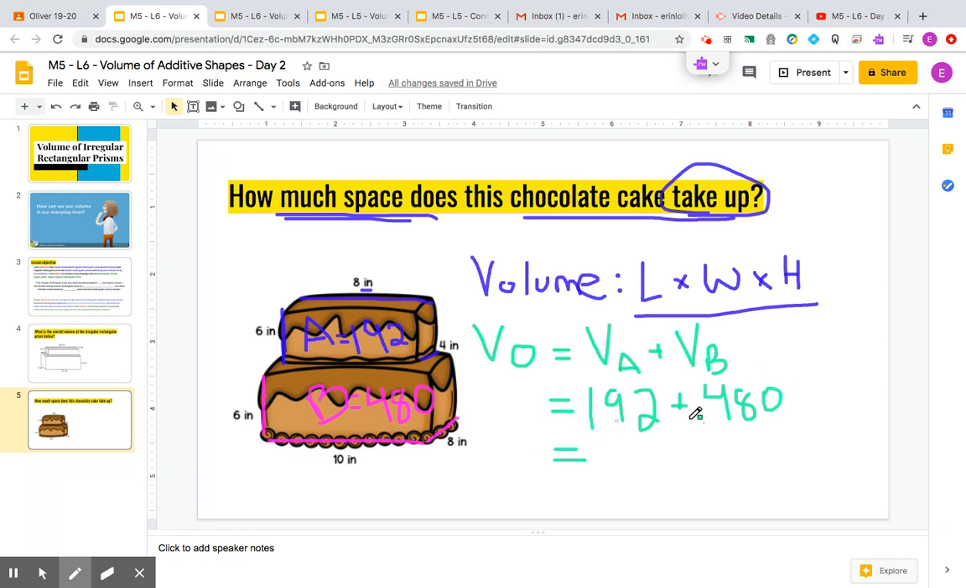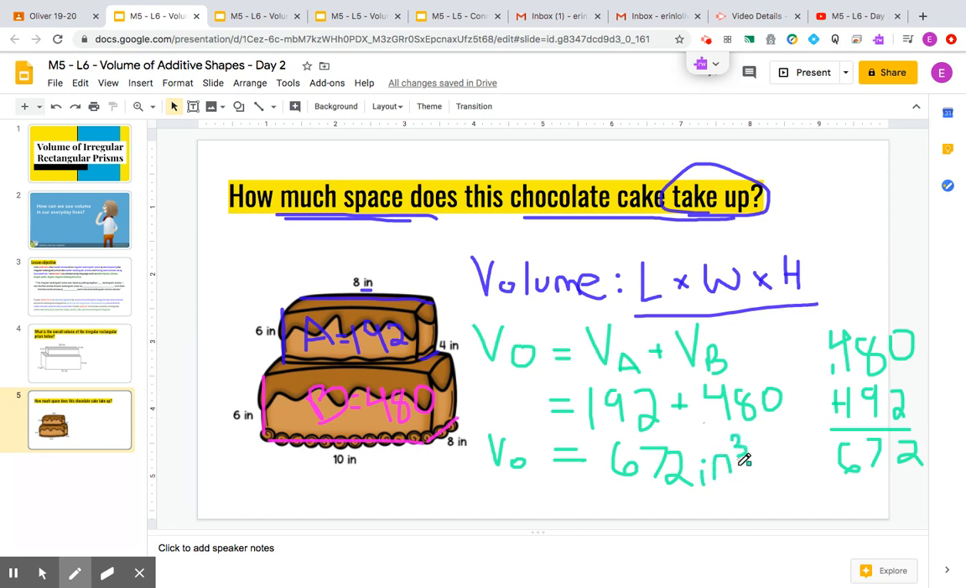I struggle to add side by side, so I'm going to rewrite it over here. 480 plus 192. 2 plus 0 is 2. 9 plus 8 is 17. 4 plus 2 is 6. So I know our overall volume is going to be 672 cubic inches.